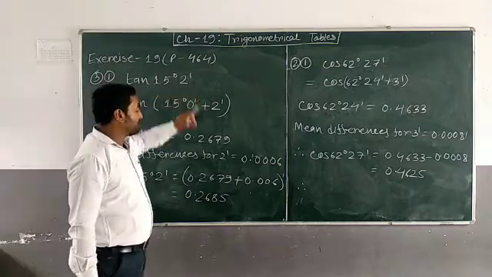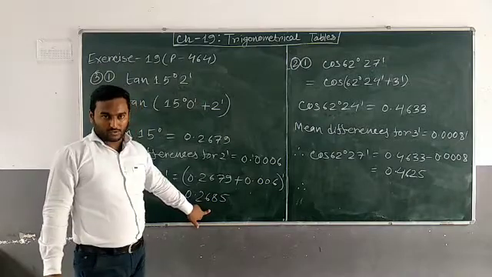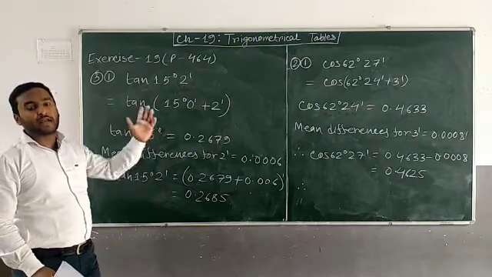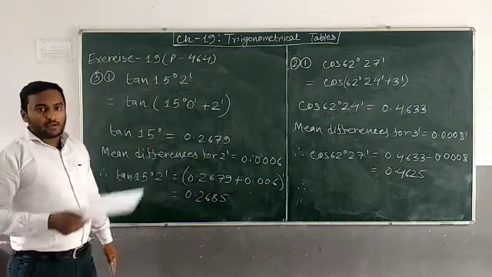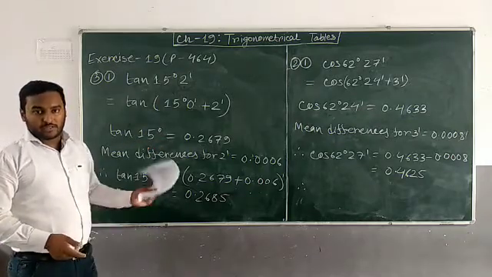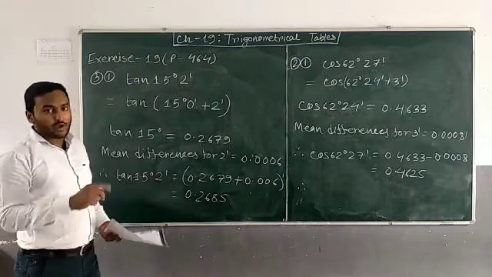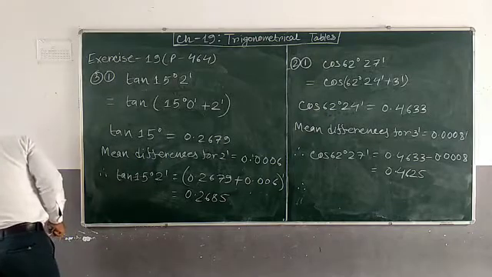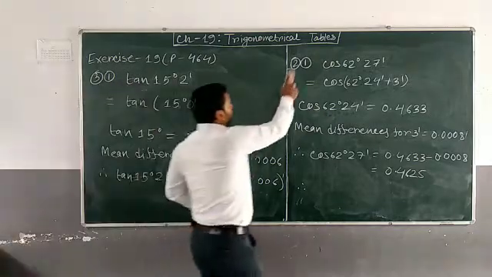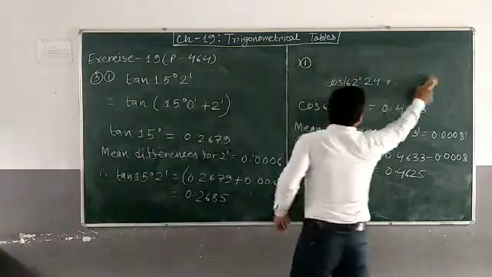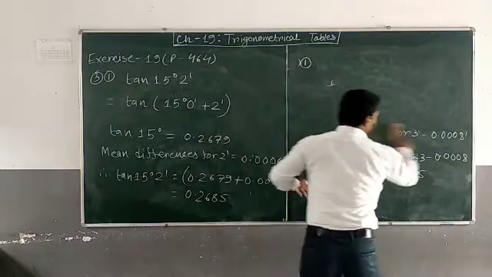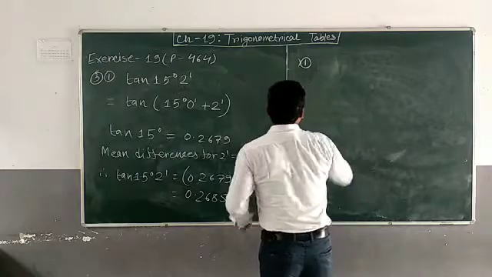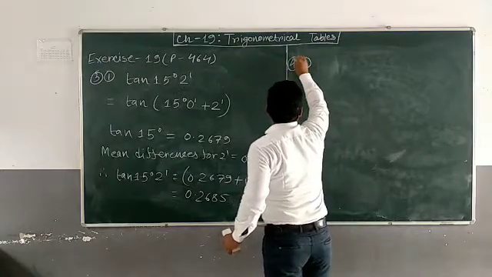When the angle is given, you have to find the trigonometric ratios. Now, when the trigonometric ratio is given, you have to find the angle. At the beginning of this lecture, I have already discussed the method of how to find it. Now I am solving the problem. So question number 4, first part.